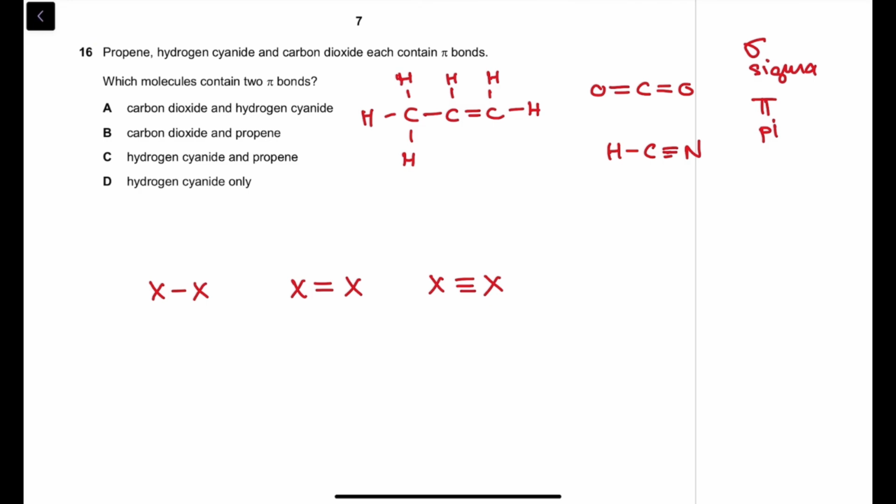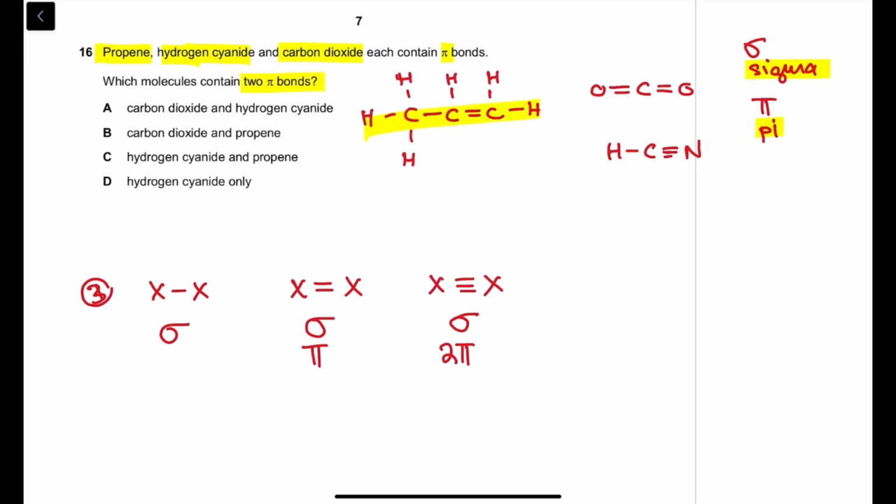Question number 16. Propene, hydrogen cyanide, and carbon dioxide each contain pi bonds. Which molecules contain 2 pi bonds? Now, before we start, I think it's really important to be able to distinguish between a sigma and a pi bond. So there are 3 scenarios I have given down below. The first scenario is a single bond between 2 atoms. This only contains a sigma bond. A double bond contains a sigma bond and a pi bond, and a triple bond contains a sigma bond and 2 pi bonds.